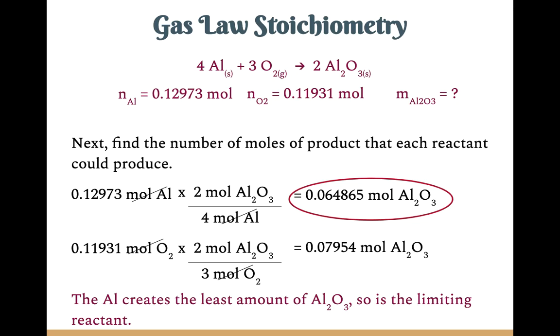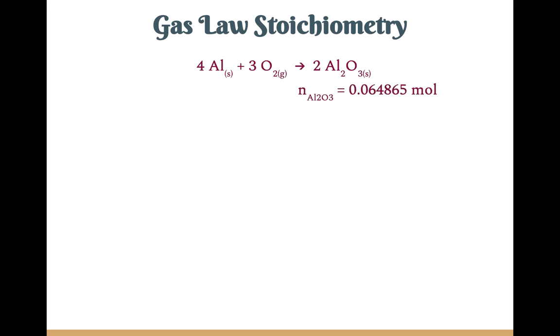So that's the amount of moles of aluminum oxide that are actually created. So finally, we're going to take that number of moles. We're going to use the molar mass of aluminum oxide to find the mass.